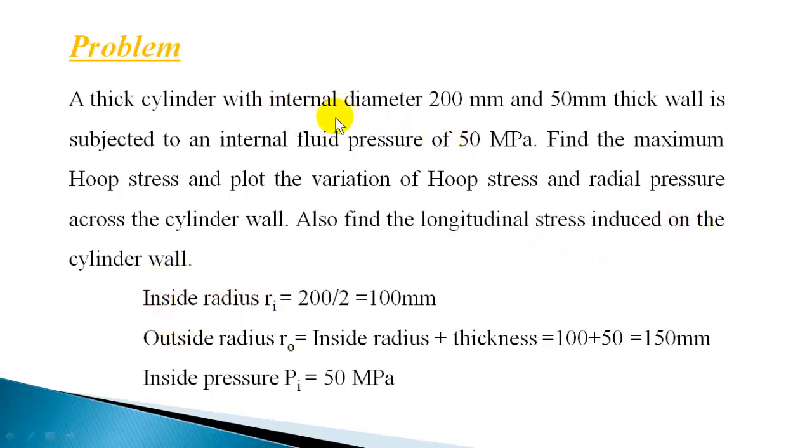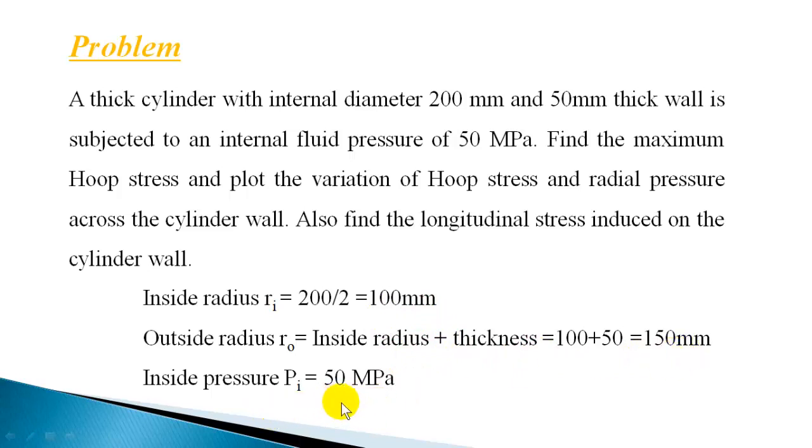So the thick cylinder, which is having internal diameter 200 mm and 50 mm thick wall, is subjected to 50 megapascal internal pressure. So you need to find out the maximum Hoop stress and plot its variation and also the radial pressure variation across the cylinder wall. So inside diameter is given 200 mm. So you can find out the inside radius as 200 by 2 or 100 mm. And thickness of the wall is given. So inside radius is known. Thickness you can add to the inside radius, which will give the outside radius R0.